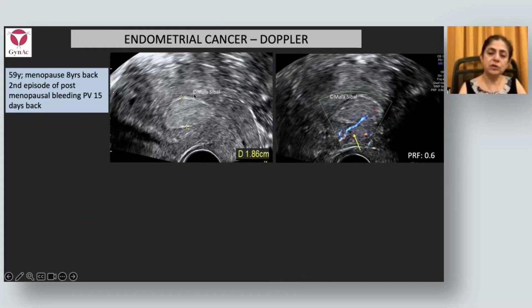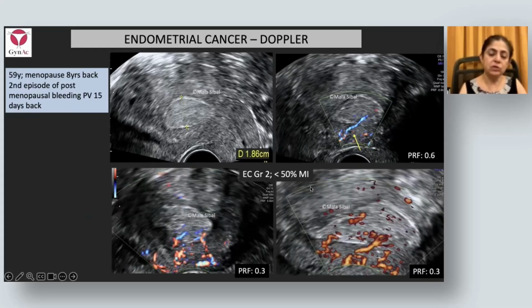Now let's look at this patient, 59-year-old postmenopausal, who presented with second episode of postmenopausal bleeding. The endometrium was thick, it looks echogenic, there was a single prominent feeder vessel, and the first impression was that this could be an endometrial polyp. But when I reduced the PRF, I realized that there were multiple vessels crossing the endomyometrial junction and branching within, telling me it could be endometrial cancer, which it turned out to be.